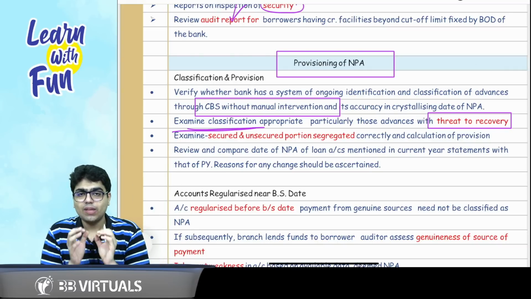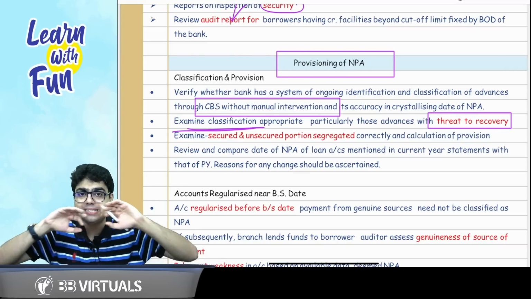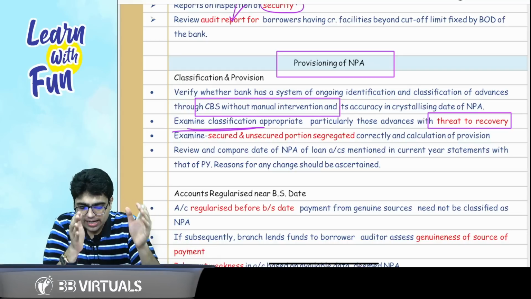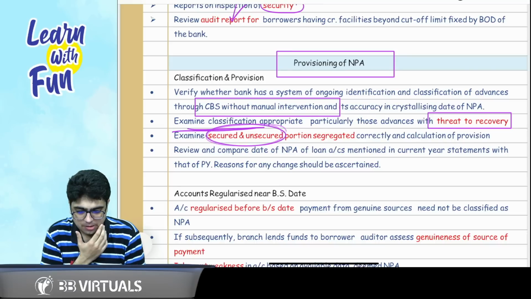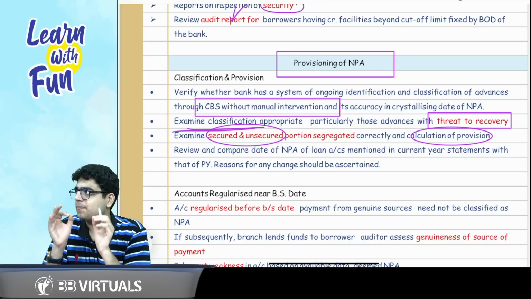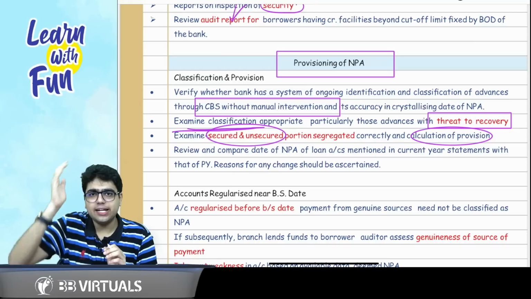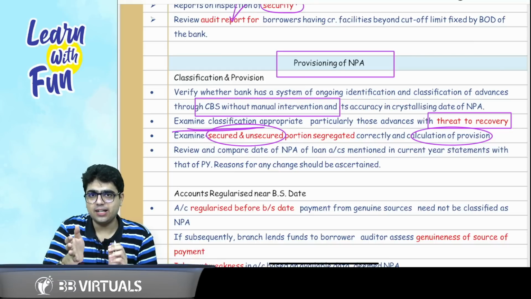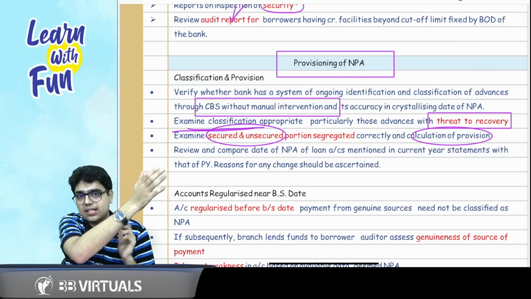Got it, sir? Now, these NPAs need to be segregated into secured and unsecured. Why, sir? For the purpose of calculating the provision. Do you know that there are three types of NPAs, right? Substandard, doubtful, and then comes your loss assets.